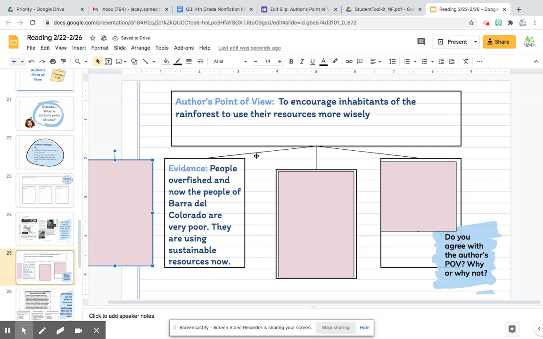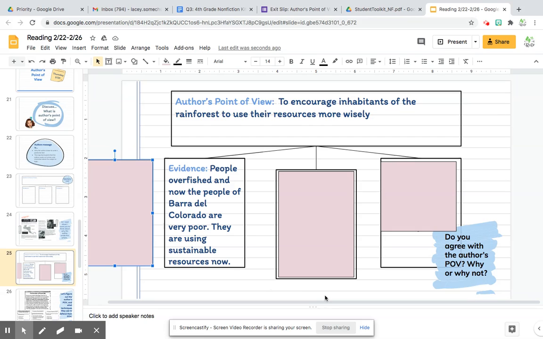Remember what it said in the very beginning here. It talked about how people had overfished, and now the people of Barra de Colorado are very poor because there weren't any fish for them to actually take from the waters, because they've been overfished. Now they're using sustainable resources here to help try to find that balance. So again, if you need to pause your video to add in that evidence on your tree map, please do so. That was one, how they started off the article.